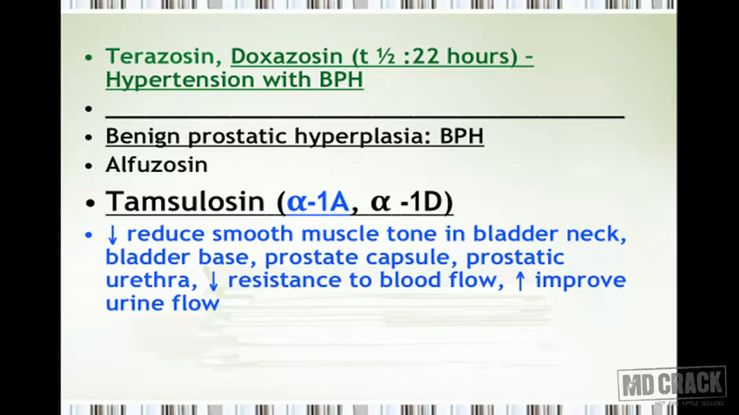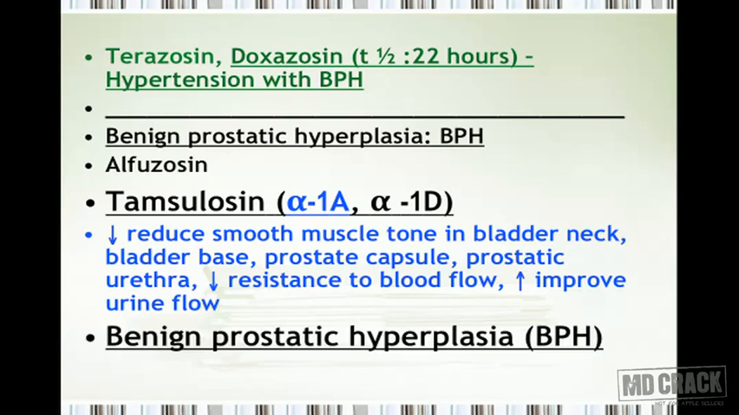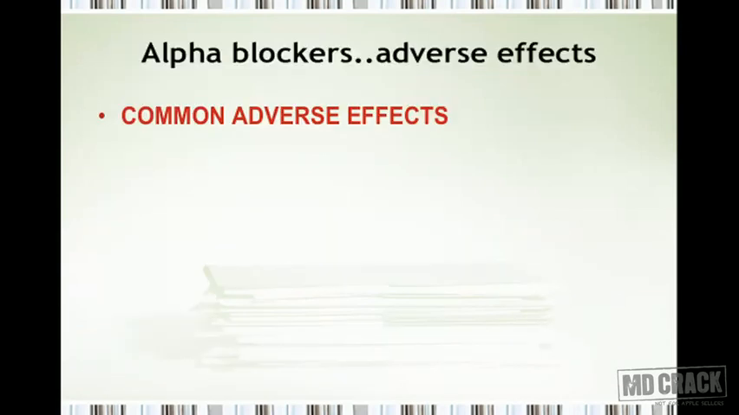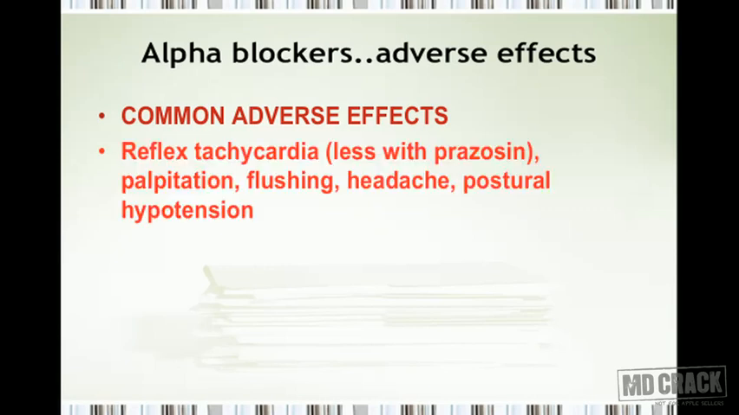It's going to decrease the resistance to blood flow and it's going to improve the urine flow. And that's why tamsulosin is useful in benign prostatic hyperplasia to produce the symptomatic relief in the patient or when the patient has urinary obstruction. Now we revise the adverse effects of alpha blockers.